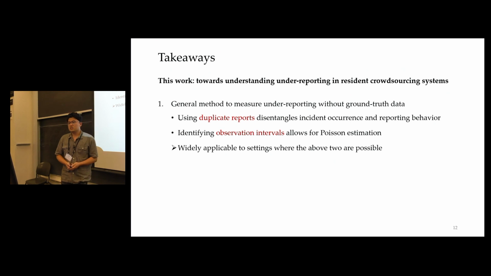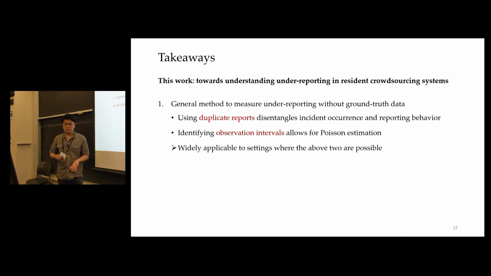Okay, so just some quick conclusions. In this work, we work towards understanding underreporting in resident crowdsourcing systems. We propose a general method to measure underreporting without ground truth data about incidents. And there are mainly two insights. The first is the use of duplicate reports, which helps us disentangle incident occurrence and the reporting behavior. The second is the identification of observational intervals, which allows for a Poisson estimation. We believe this is widely applicable to settings where the above two are possible.